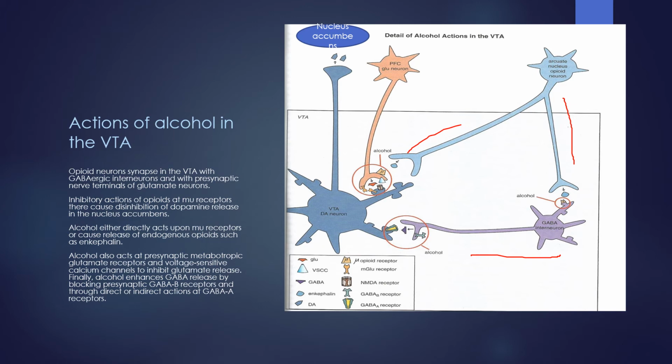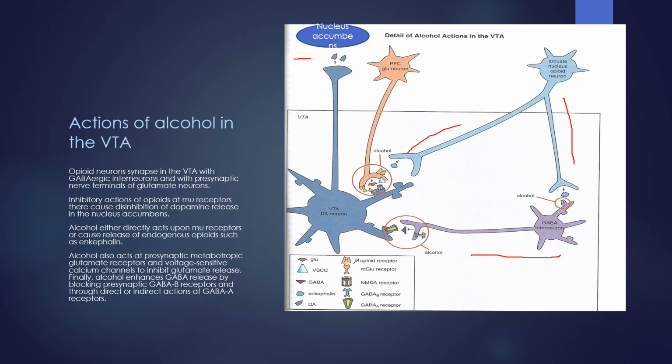Alcohol either directly acts upon mu receptors here or causes release of endogenous opioids such as enkephalin. So they do the same thing. They either make this release the enkephalin or they actually sit here and cause the same effect of increasing the dopamine in the nucleus accumbens here.